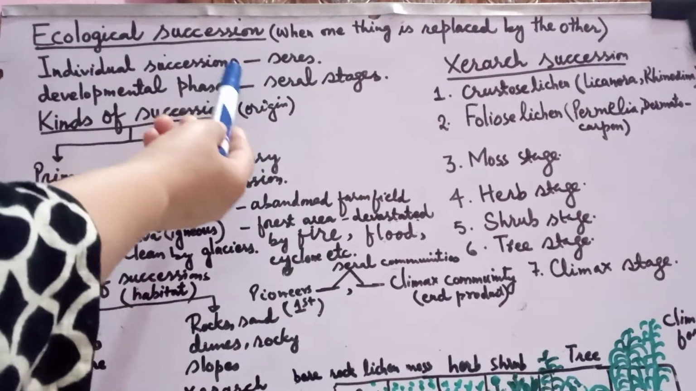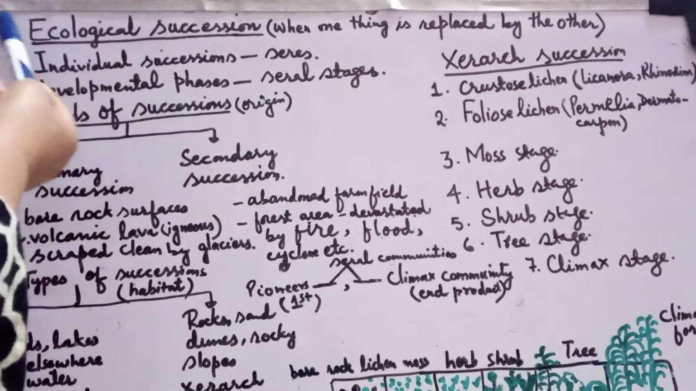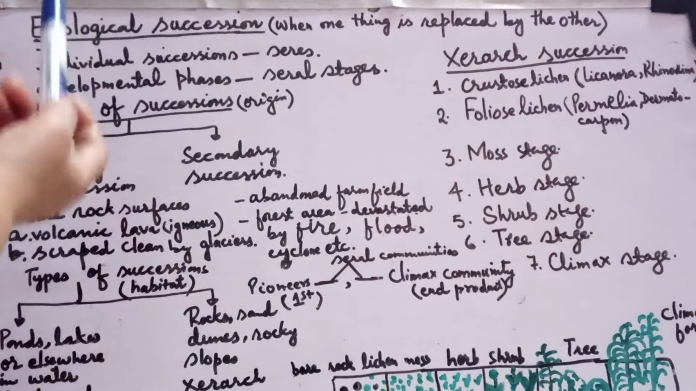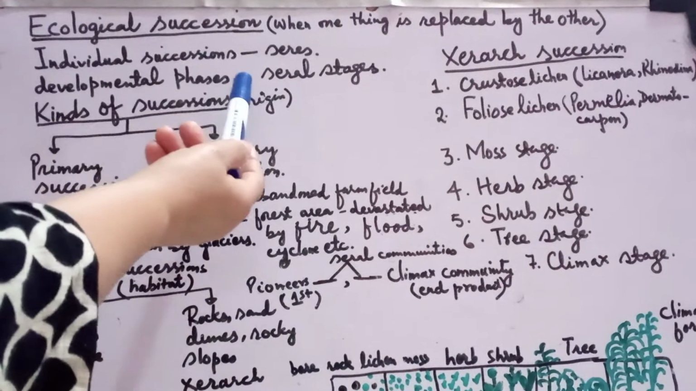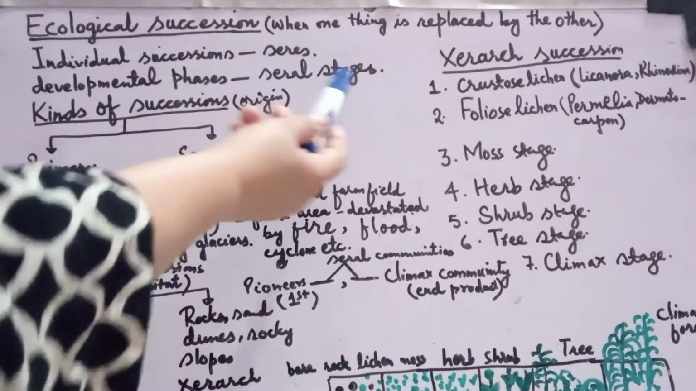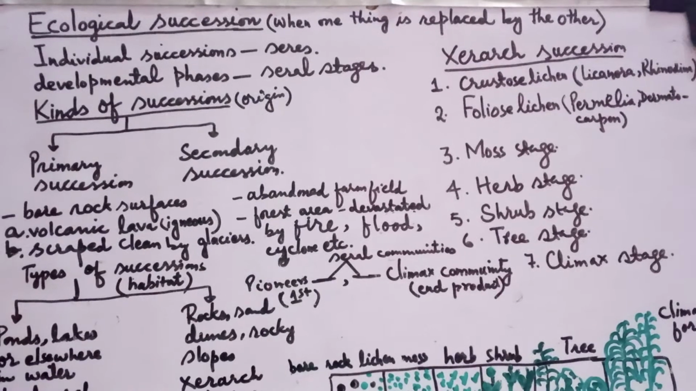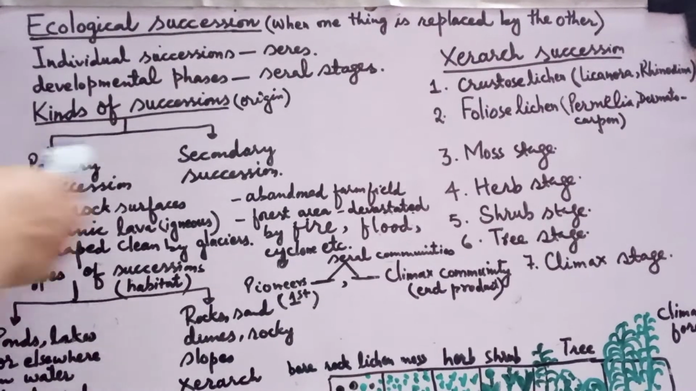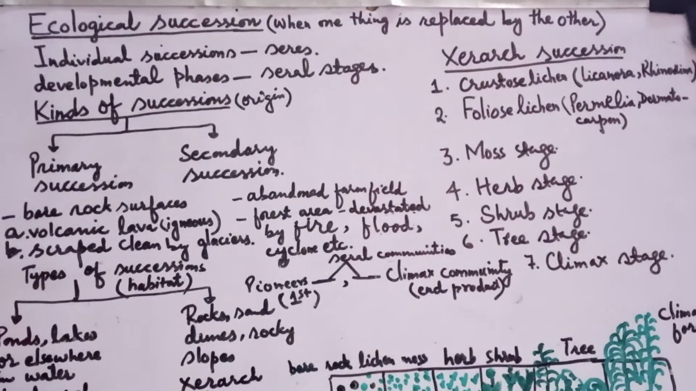And individual successions during an ecological succession are called what? Seres. And developmental phases, we call them what? Serial stages. Now there are two kinds of successions: primary succession and secondary succession.